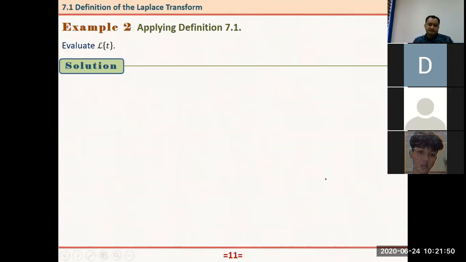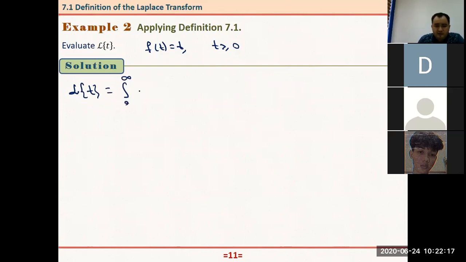Let's say another example. What is the Laplace transform of t? That means that here we are given our function f of t is equal to t, and we know that this function is defined over this interval, right? So the Laplace transform of t is equal to the integral from 0 to positive infinity of e to the power minus st times f, which is equal to t, dt.